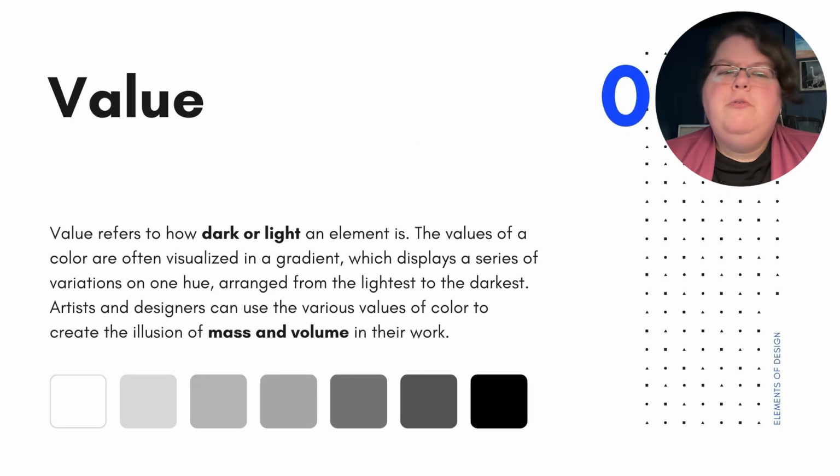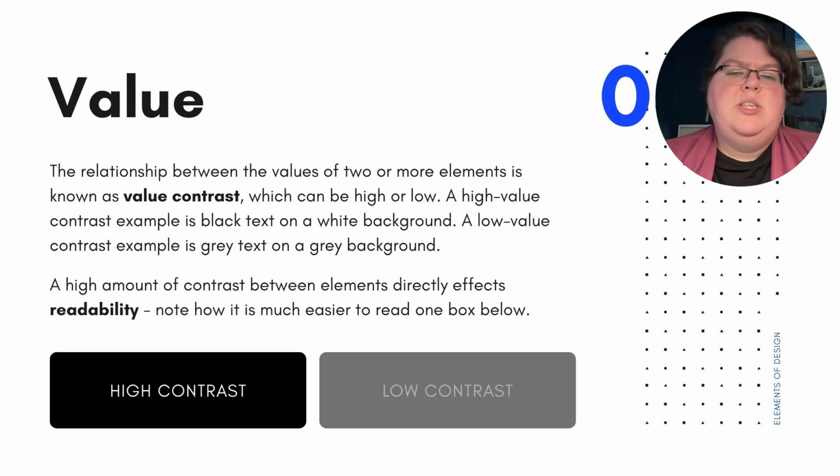Next, value refers to how dark or light an element is. The values of a color are often visualized in a gradient, which displays a series of variations on one hue, arranged from the lightest to the darkest. Artists and designers can use the various values of color to create the illusion of mass and volume in their work.